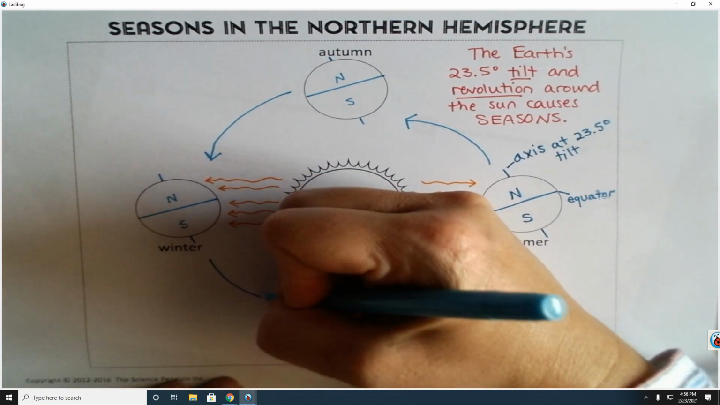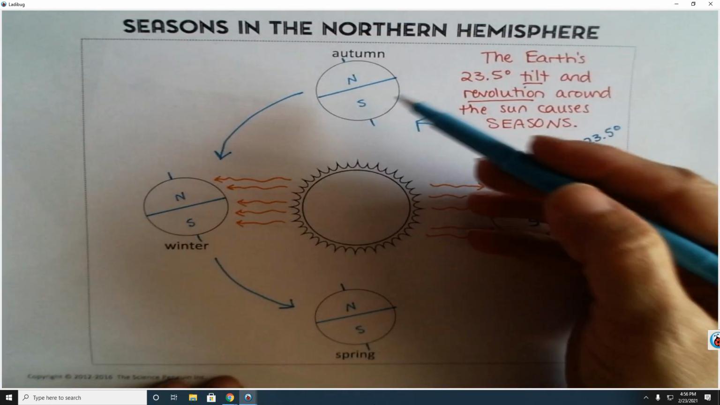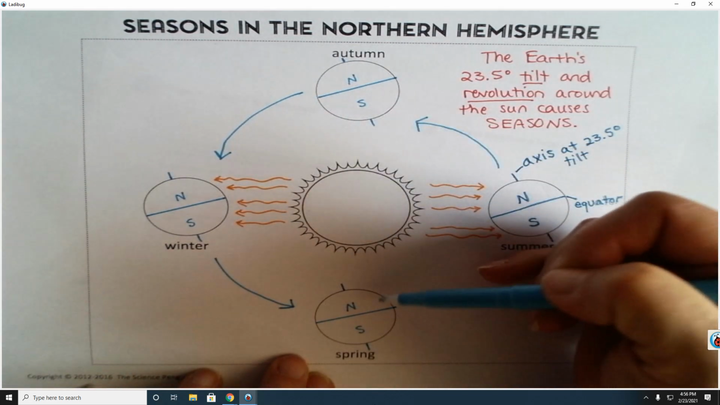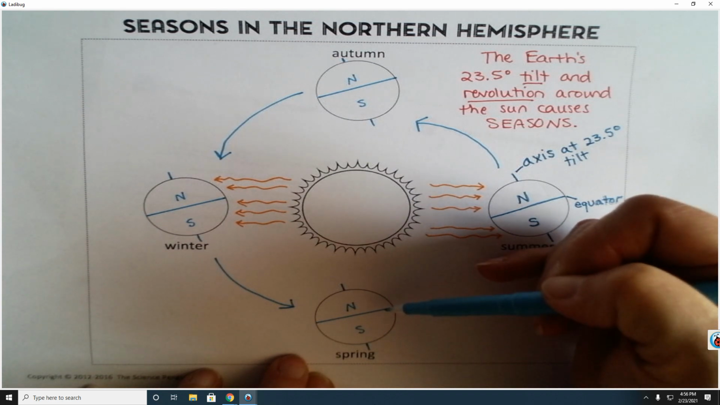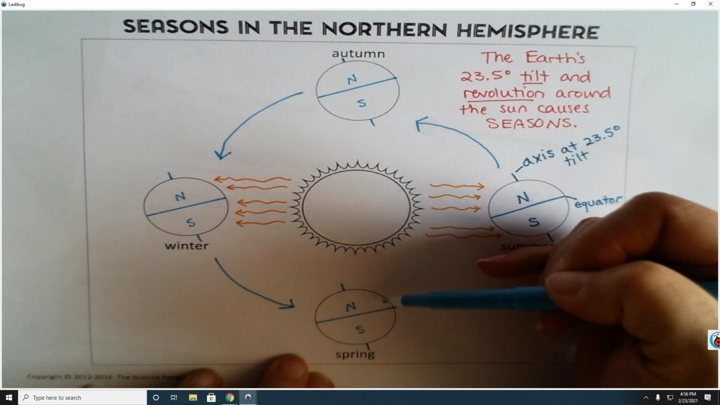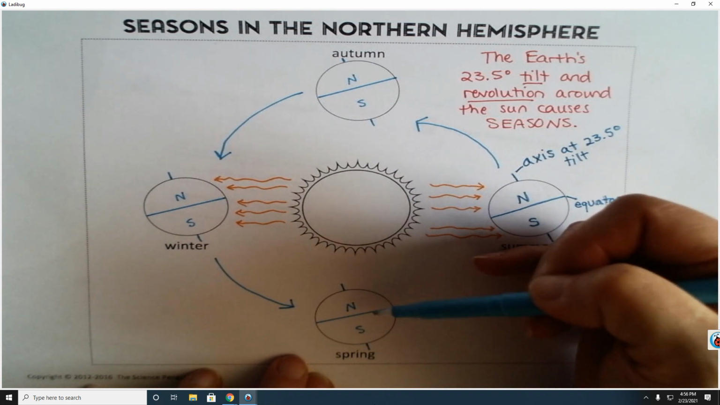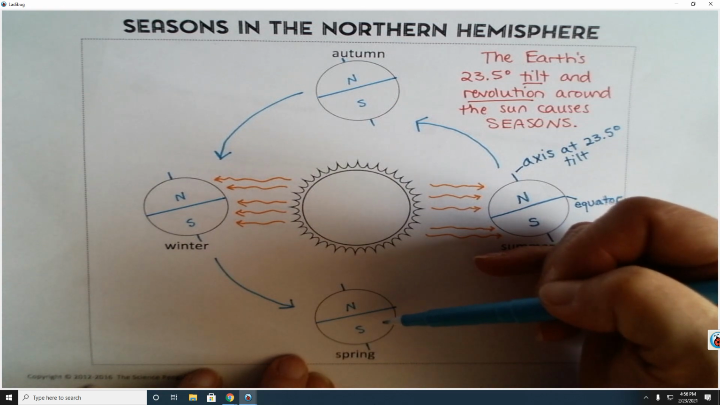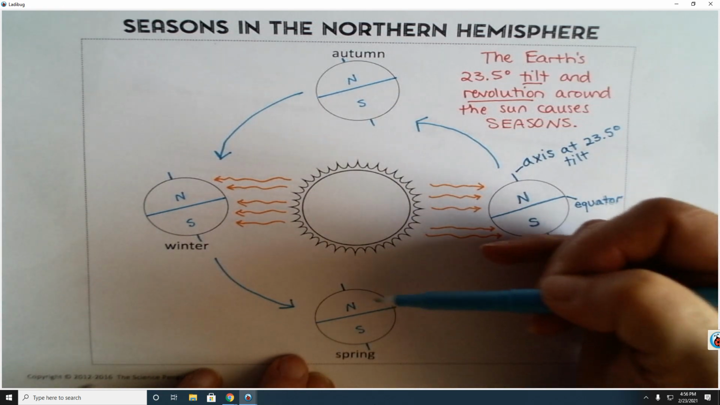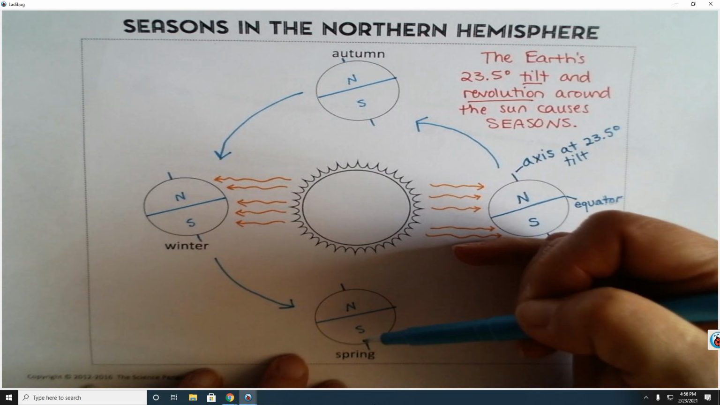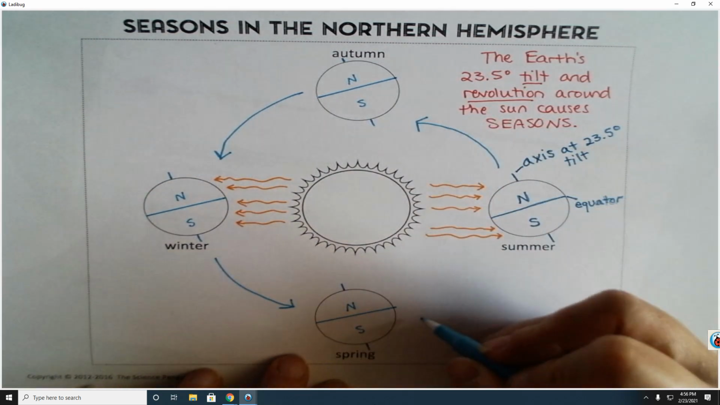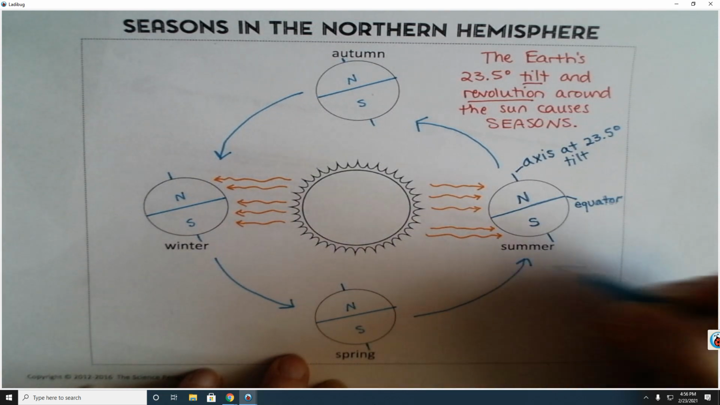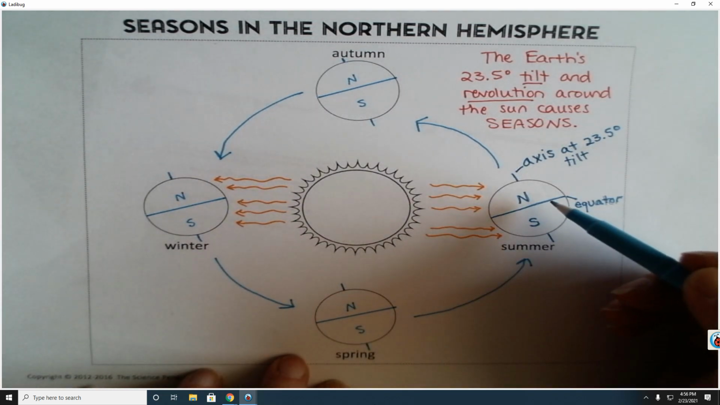We come around to our next season, kind of like fall. We're not pointed towards the sun, but we're not pointed away from the sun. We're just kind of in between. And so here we see, temperatures are starting to warm up a little bit, but it's not the heat of summer. We get a lot of precipitation, right? And it's kind of similar weather that we have in fall. And then the Earth revolves around at this point again, and now we are back to summer.